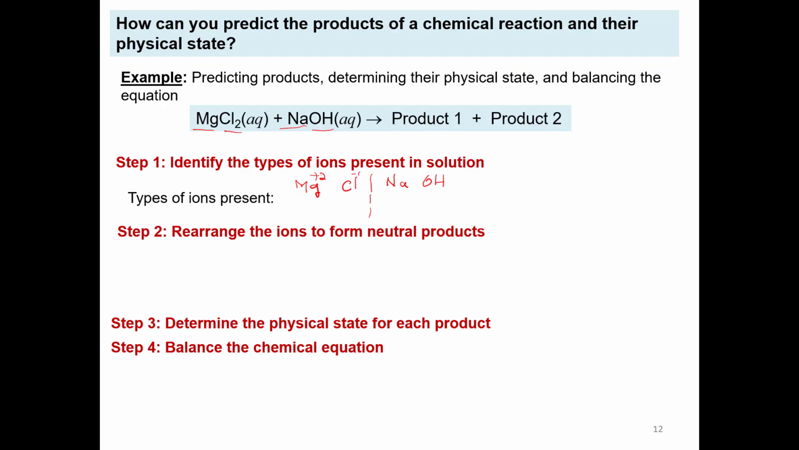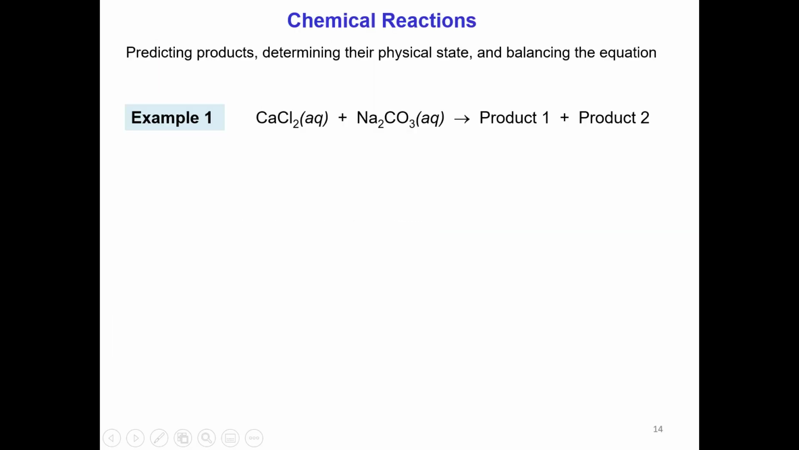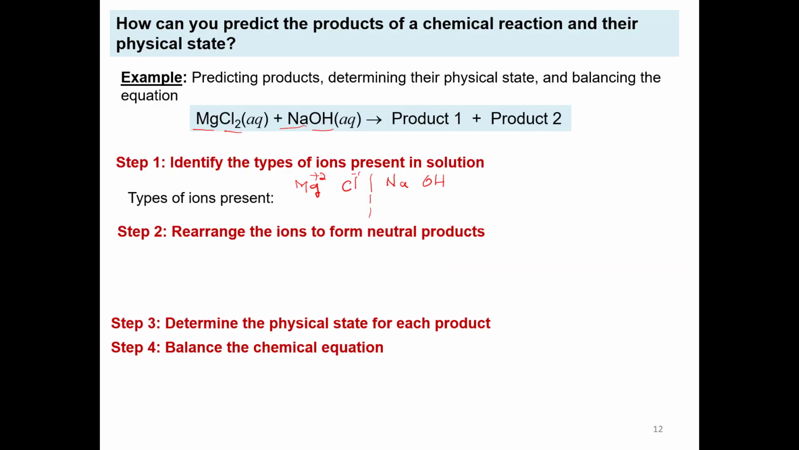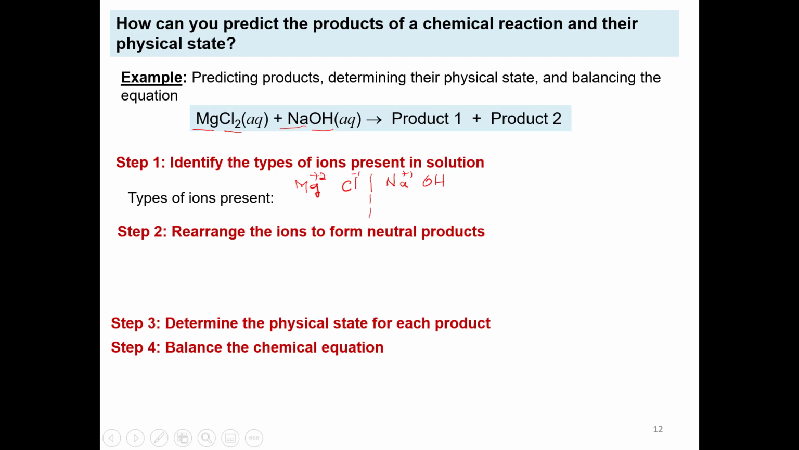Sodium is +1. And we know hydroxide is a polyatomic ion, and it is -1. And all these tables are in the equation sheet. Yes, it's -1. And we have to write here -1. Let me write better. -1.